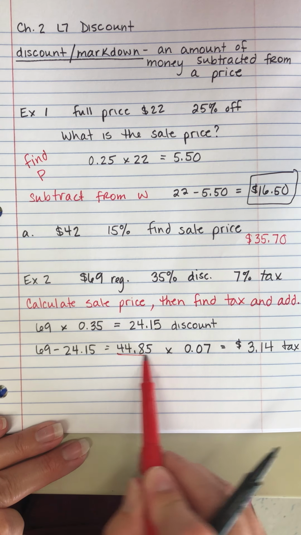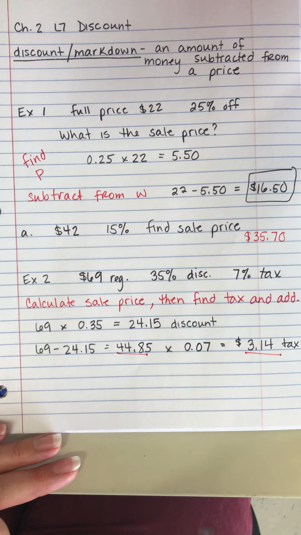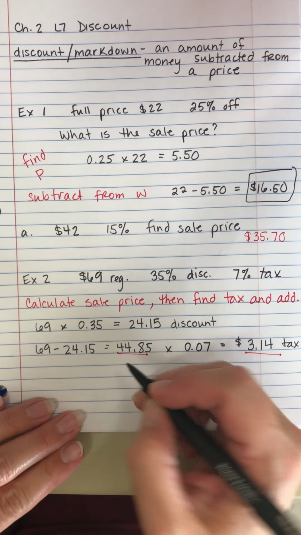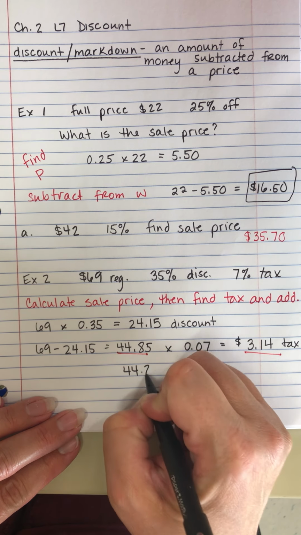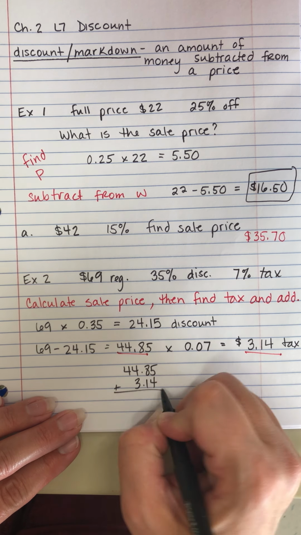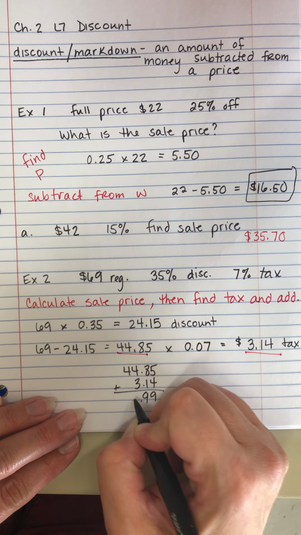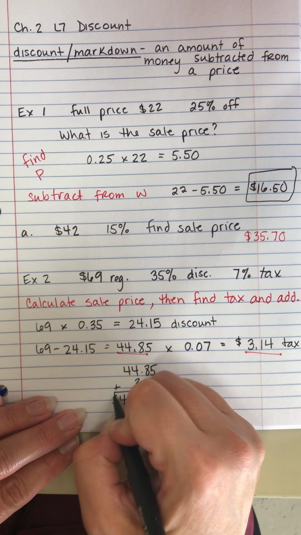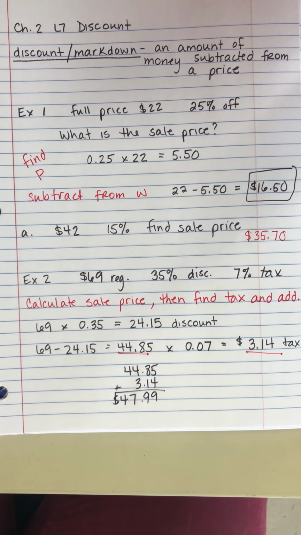So I already have my sale price and my tax amount. Now I need to add those back together. That's the last step. 44.85 plus 3.14. I get $47.99 with my discount taken off, but then my tax added back on.